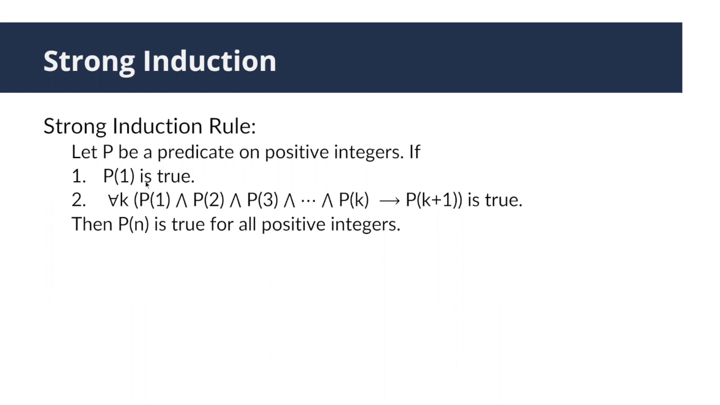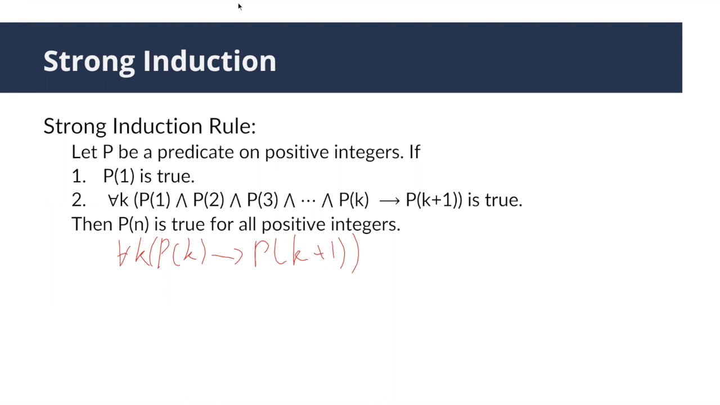The first one is P1 is true. Here 1 does not necessarily mean the positive integer 1. It means the first element that has this property P. The second statement is for all k, P1 and P2 and P3 and through Pk together imply Pk plus 1 is true. As a comparison, here is the second statement for induction.